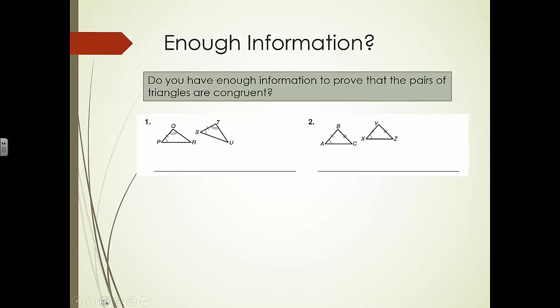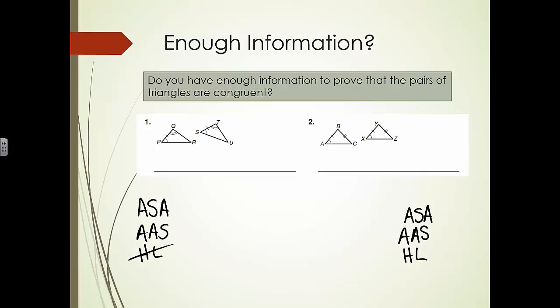All right, so all we're going to do in this next couple of examples is determine whether or not we have enough information to prove that the pairs of triangles are congruent. Remember, our options are angle-side-angle, angle-angle-side, or hypotenuse-leg. In this first pair here, there are no right angles, so hypotenuse-leg is out.